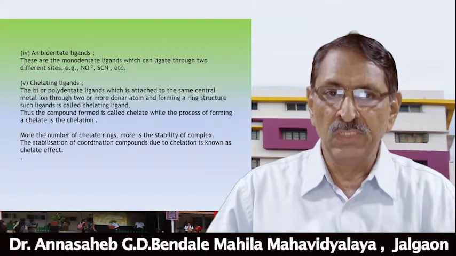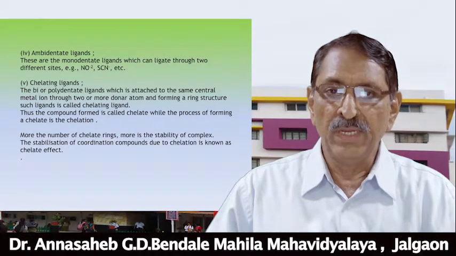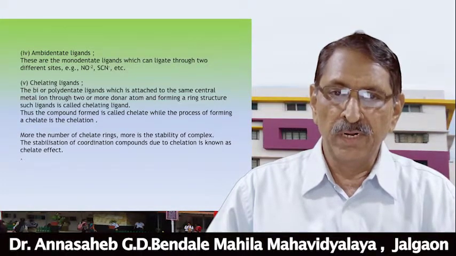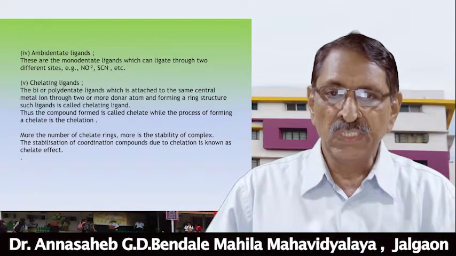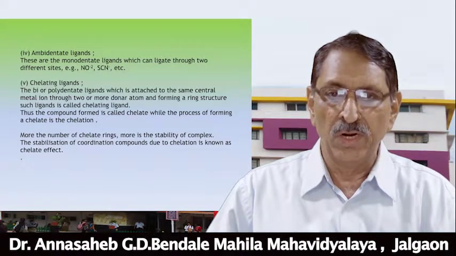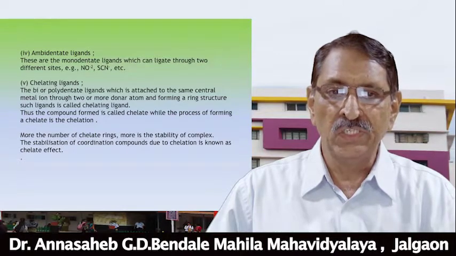Now, in this case, the ligands can join to the metal ion from different sides and form metal chelates, while the process of formation of such a chelate is called chelation. The more the number of chelate rings, the more is the stability of the complex, and the stabilization of coordination compounds due to chelation is known as the chelate effect.